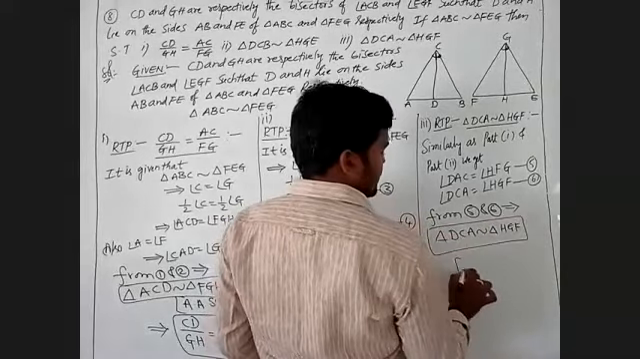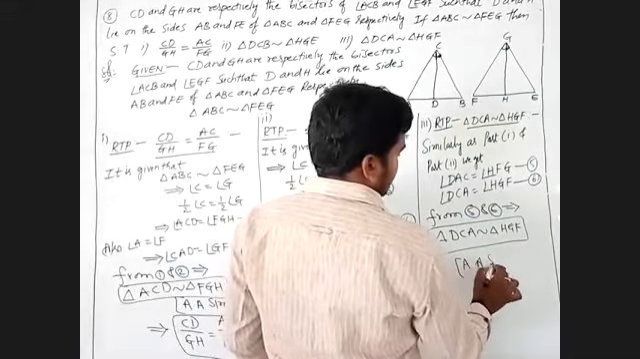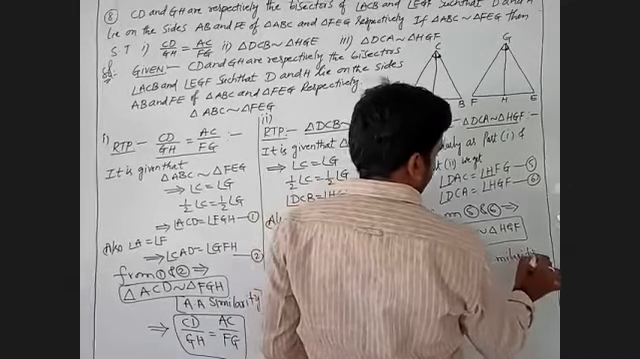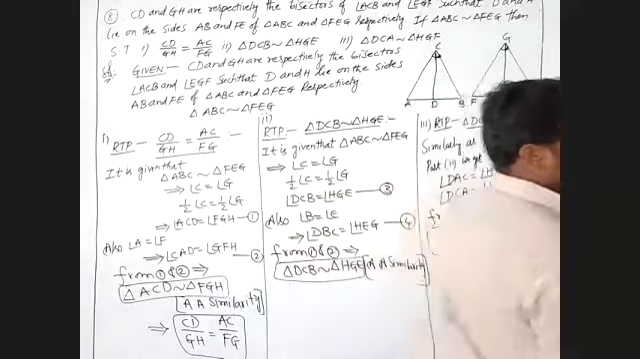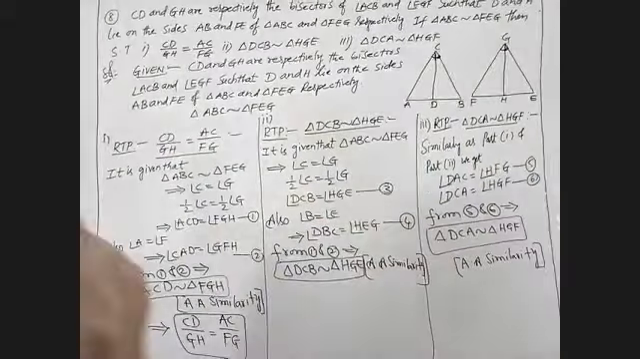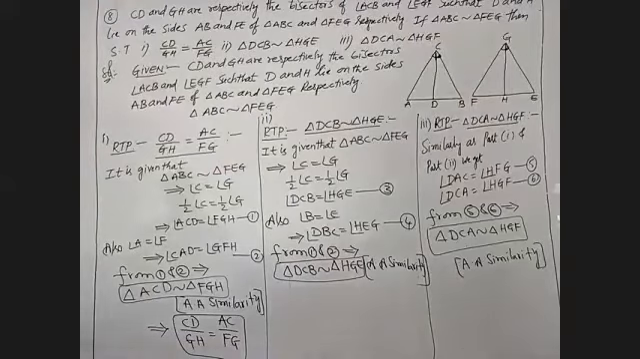What is that property? Angle similarity, right? How to write neatly in this one?